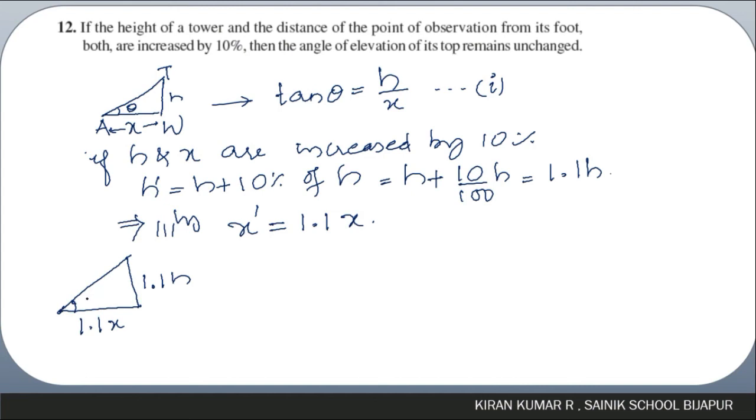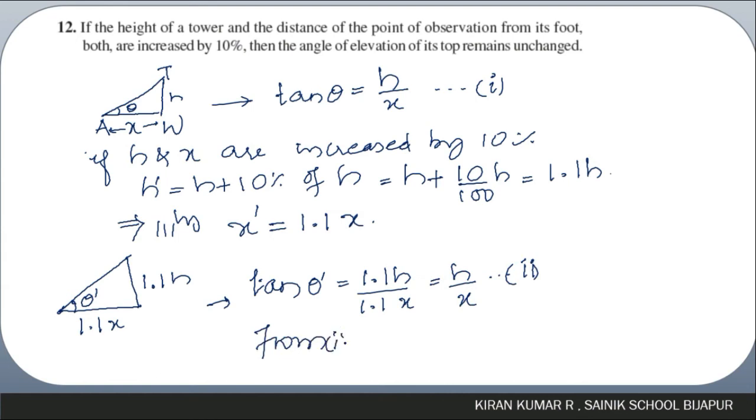Let me mention this angle as, say, theta dash. So from this figure, tan of theta dash will be equal to 1.1 h divided by 1.1 x, which is the same as h by x. Let me name this as equation 2. From equation 1 and 2, what do you observe? We observe that tan theta and tan theta dash are one and the same. So we get theta dash equal to theta. So this statement is a true statement.